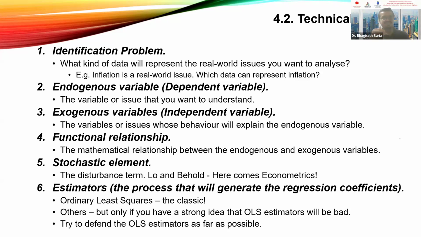Dependent variable, y. The independent variables, the x variables, and the functional relationship, the form of the equation. There are many different forms of equation. You can write an equation in thousands of different forms. So what is the correct form of equation you should use? How should X variables be included?